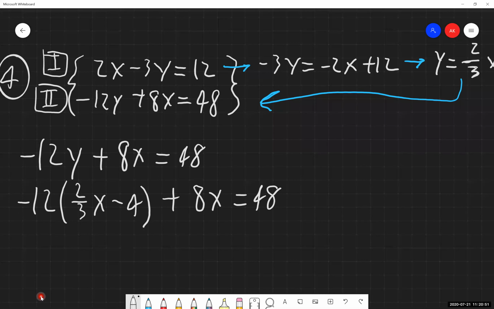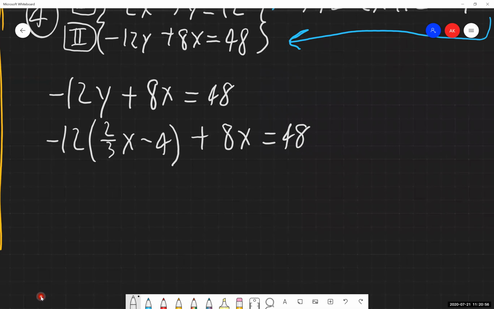Okay. And now from here, I'm taking this negative 12, distributing it through to everything inside. So it's going to be, let's see, negative 12 times 2/3. It's going to be negative 24 over 3, so that's going to be negative 8. And then negative 12 times negative 4, that's going to be a positive 48.